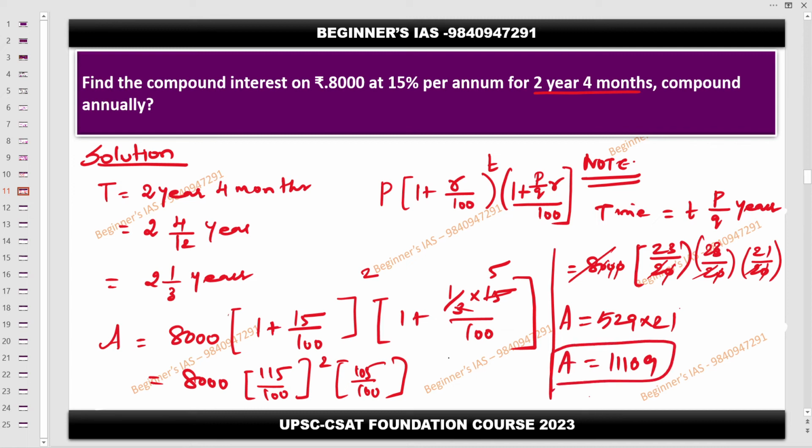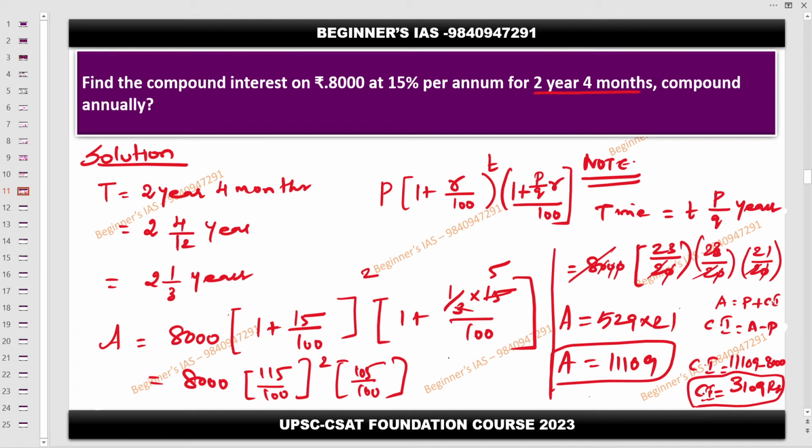But the question is dealing with the compound interest. Amount is equal to P plus CI, so CI is nothing but A minus P. So calculate this. Here A is nothing but 11,109. P is nothing but 8,000. So then you get 3,109 rupees. So this is the compound interest. Okay, this is another model.